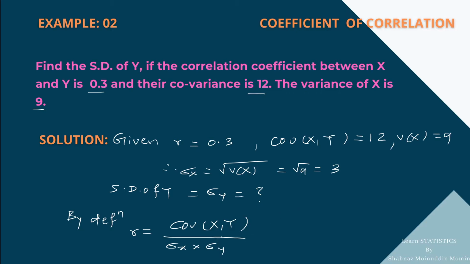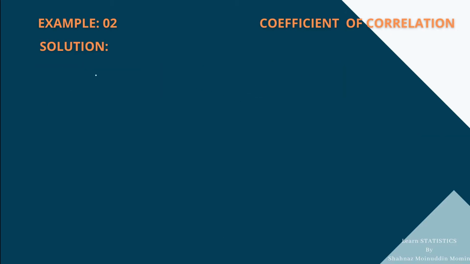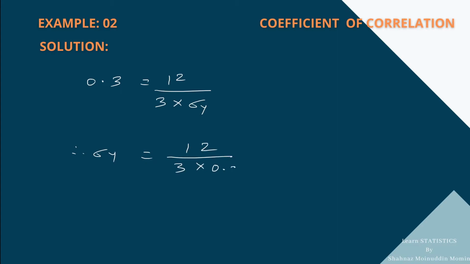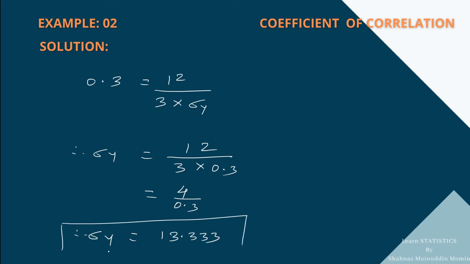Substituting all these values, we get 0.3 is equal to 12 upon 3 into sigma y. Therefore sigma y is equal to 12 divided by 3 into 0.3, which is equal to 4 divided by 0.3. Hence sigma y, after calculation, is 13.33. This is the standard deviation of random variable y.